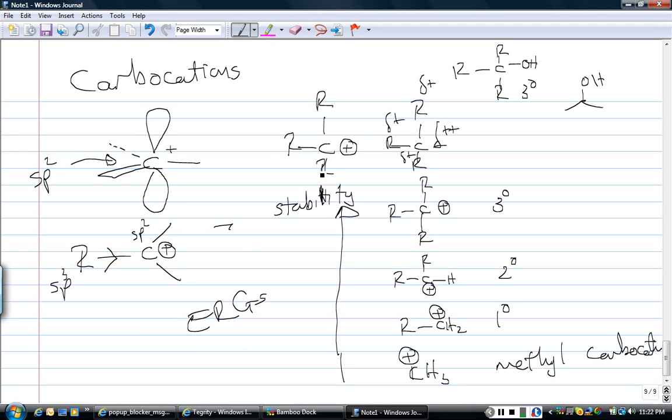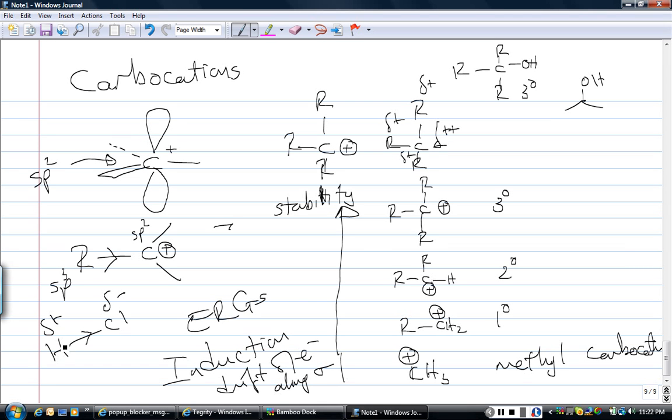We are stabilizing this positive charge by a process called induction. And induction involves the drift of electrons along a sigma bond. Induction is what's responsible for polarity in a bond. We mentioned that before. The reason the HCl bond is polar is because Cl has a greater electronegativity than H, so that Cl pulls electrons towards itself, creating a delta minus here and a delta plus charge. This is an inductive effect, right? And that creates an electron drift. That's exactly what's happening here.